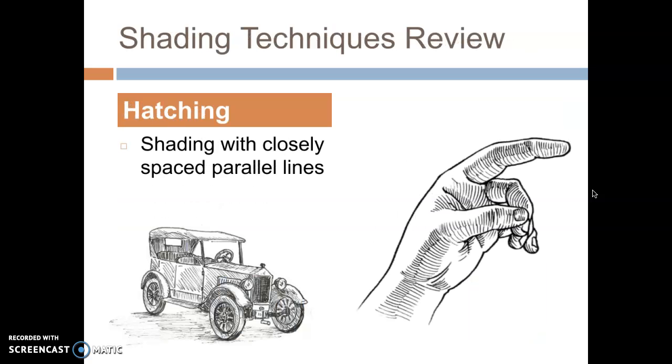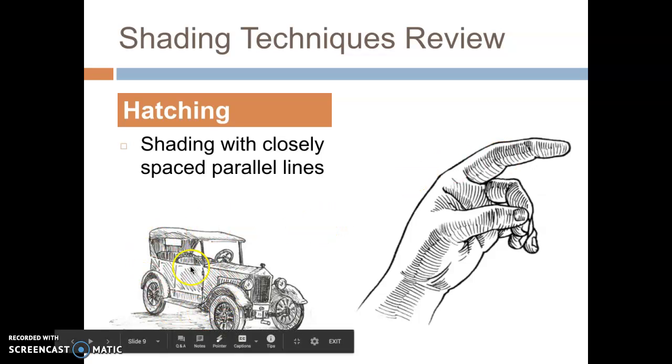So we're going to review some shading techniques and then I'm going to show you another one. The first one you learned in Art Foundations was called hatching. Hatching is just defined as shading with closely spaced parallel lines. The big thing to remember with hatching is that your shading lines need to follow the contours of the form.